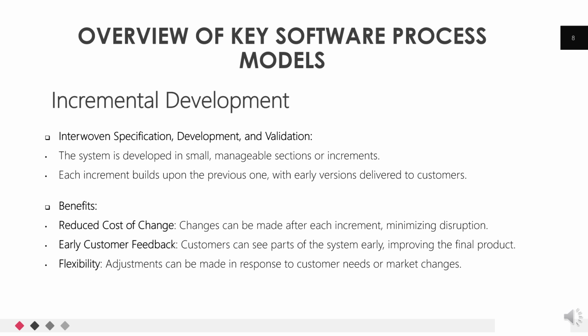Moving towards incremental development. In incremental development, the system is built in small, manageable sections or increments, with each one building on the previous one. Early versions of the system are delivered to the customers, allowing for frequent feedback. This approach offers several benefits. It reduces the cost of change as adjustments can be made after each increment, minimizes disruption, and provides flexibility to respond to customer needs or market changes. Early customer feedback helps improve the final product by addressing issues and incorporating suggestions throughout the development process.